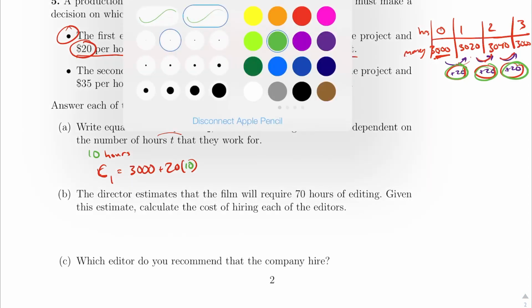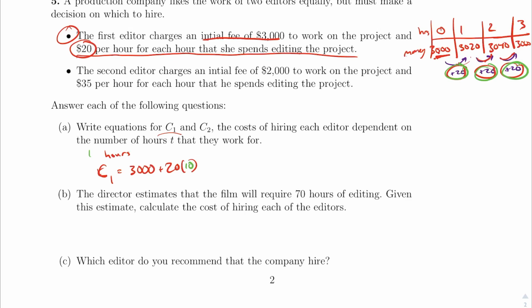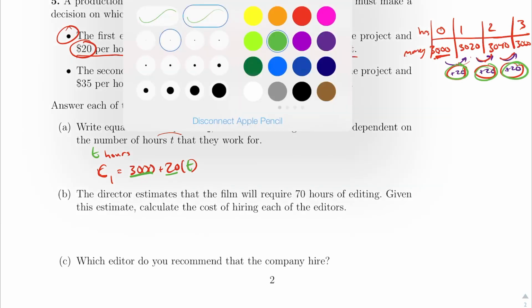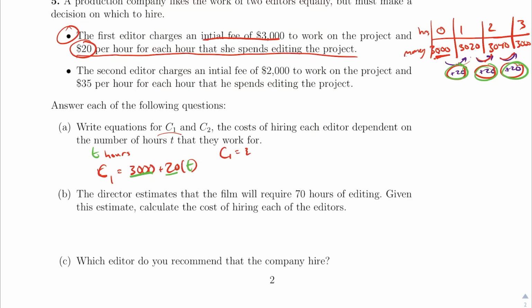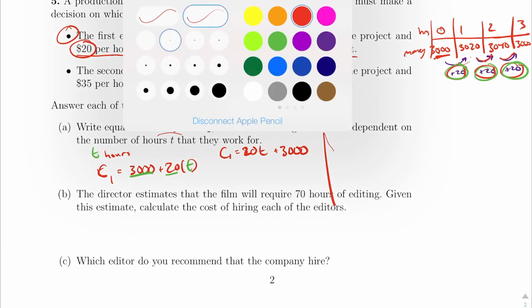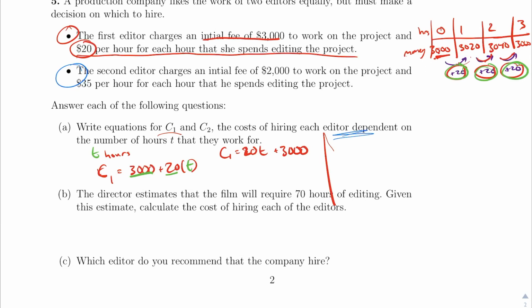So if instead of working 10 hours, we wanted to work T hours, then our formula will become start with 3,000 and add 20 each hour, so 20 times the total number of hours, T. And that equation can of course be written as C1 equals 20T plus 3,000, so that we have our y-intercept form. Now you're going to have to do the same thing over here for the second editor. Let me use a different color, sorry. The second editor. But I'm going to let you do that.